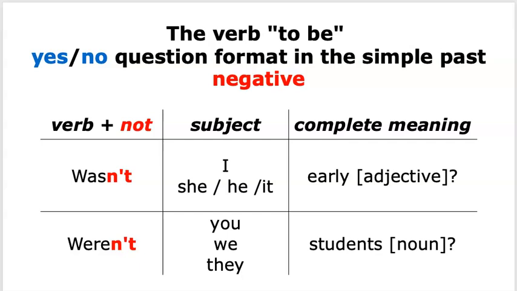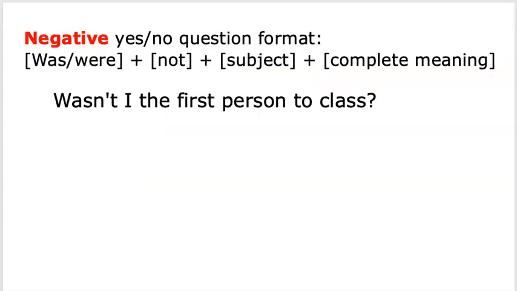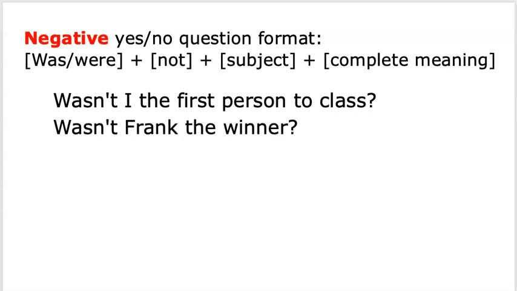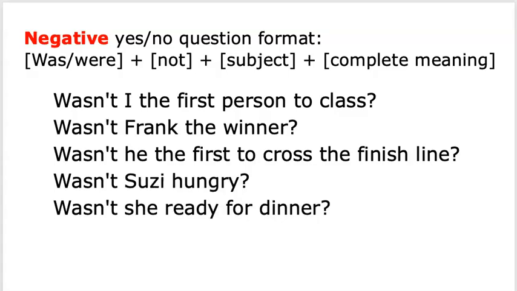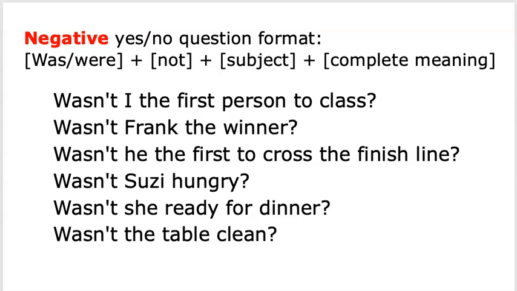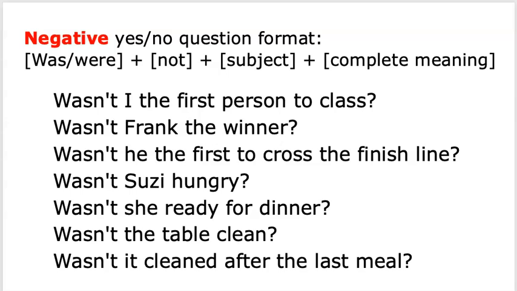Most native speakers will find it odd if I asked, was I not early? The sentence is correct. It just sounds a little odd to native English speakers. Here are some examples. Wasn't I the first person to class? Wasn't Frank the winner? Wasn't he the first to cross the finish line? Wasn't Susie hungry? Wasn't she ready for dinner? Wasn't the table clean? Wasn't it cleaned after the last meal?